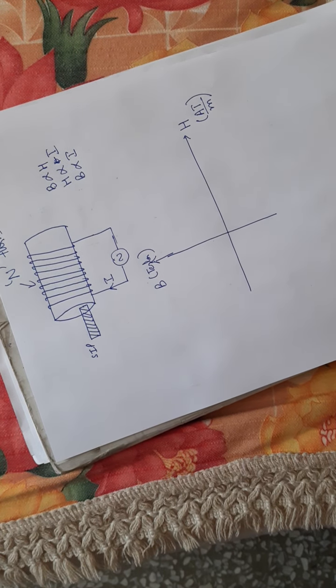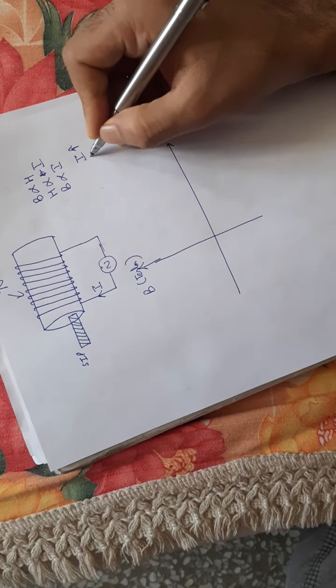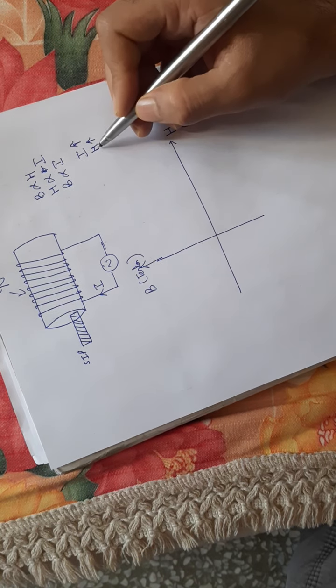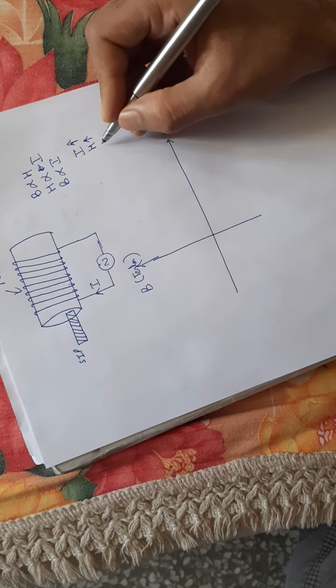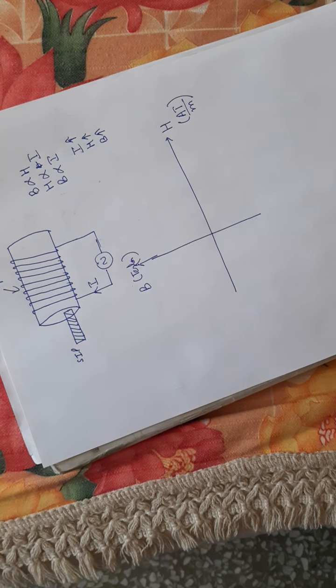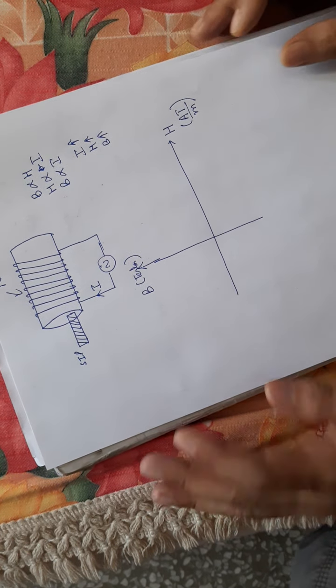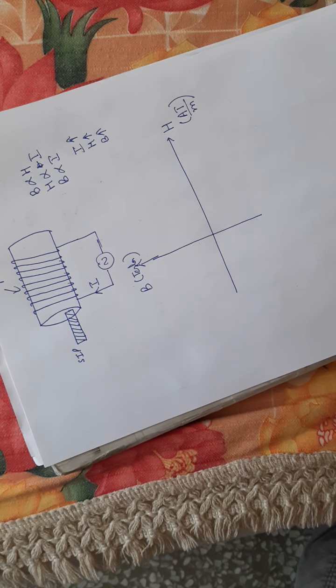What I am trying to say here is, if I increases, what will happen? H will also increase, because H is nothing but Ni by L. Here we are assuming that N and L are constant, and if H increases, B will also increase, because B is equal to mu naught H. Obviously mu naught is constant, so B will also increase.